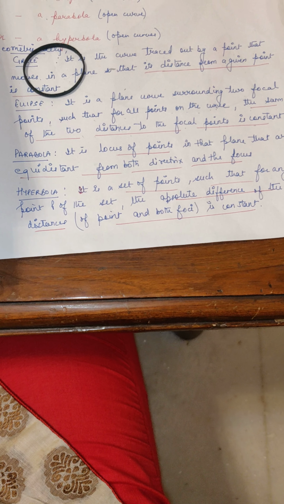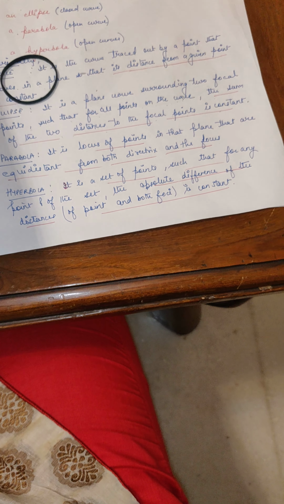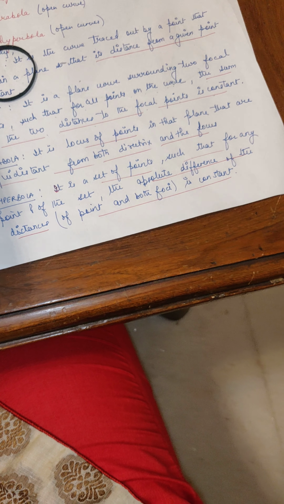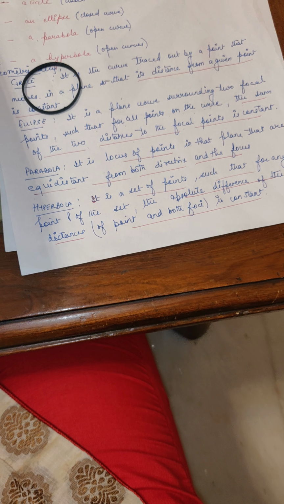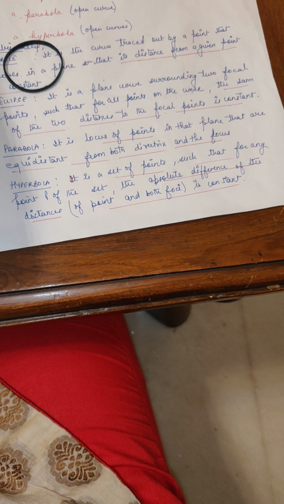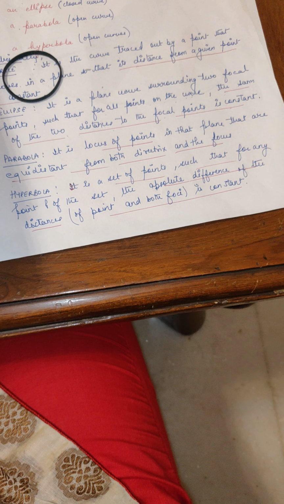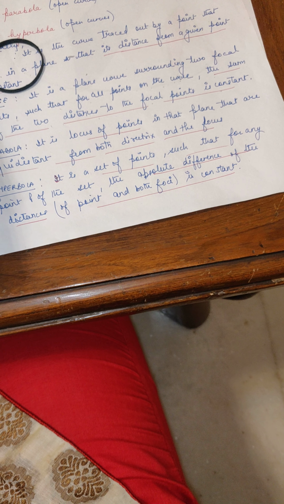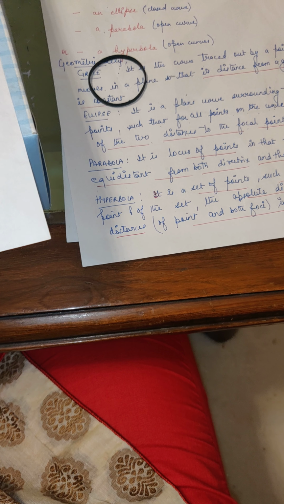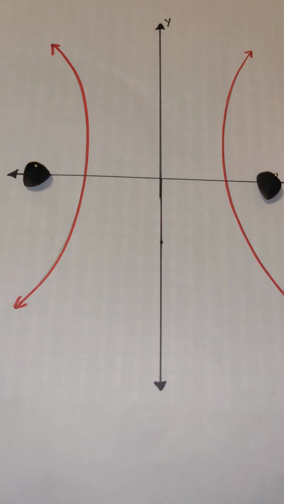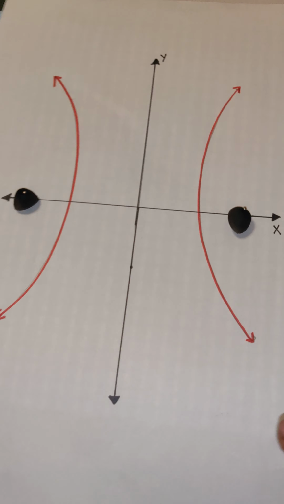The last one is the hyperbola. How we can prove it geometrically: a hyperbola is a set of points such that for any point P of the set, the absolute difference of the distances is constant, meaning the distances of a point from the foci. So if you see, I have made a hyperbola for you, and the two foci are these two black points, that means your pins' heads.